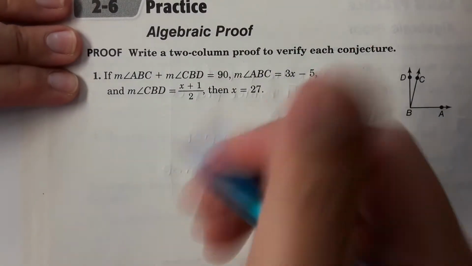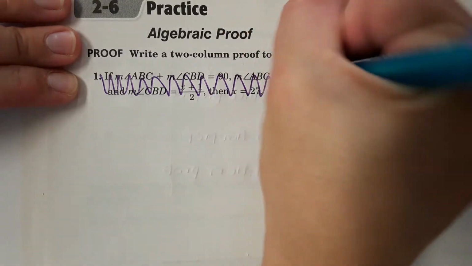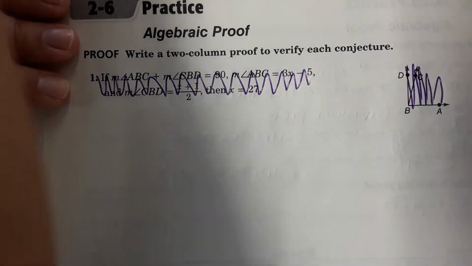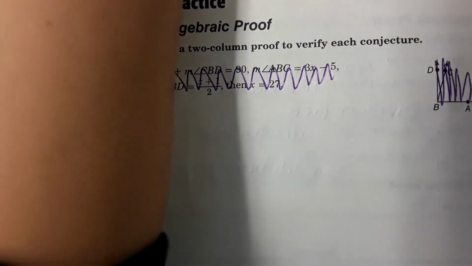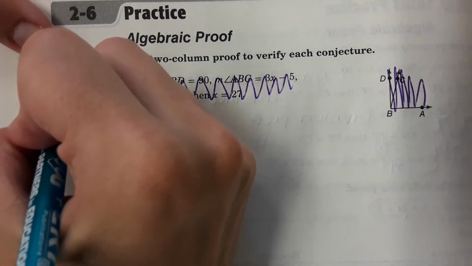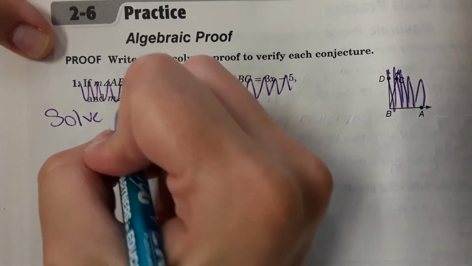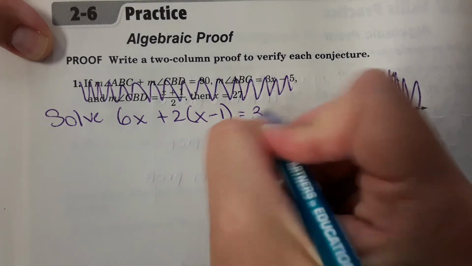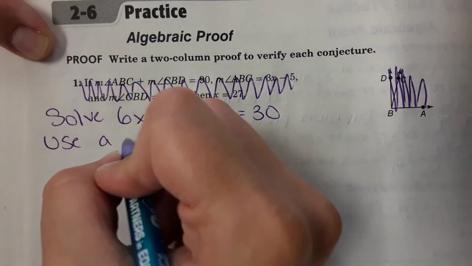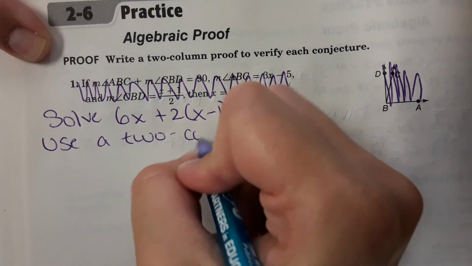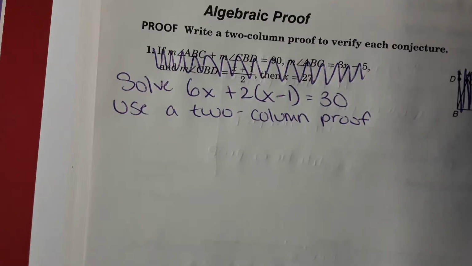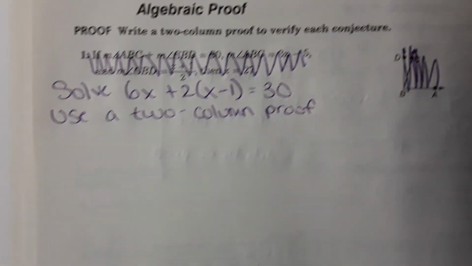Okay, so this problem, I don't like it very much. So we're gonna cross it out. But I'm gonna replace it with a problem I do like. Okay, so here's what we're going to write. It's going to say, solve this equation, use a 2-column proof. 6x plus 2. Trying to zoom out as best I can.